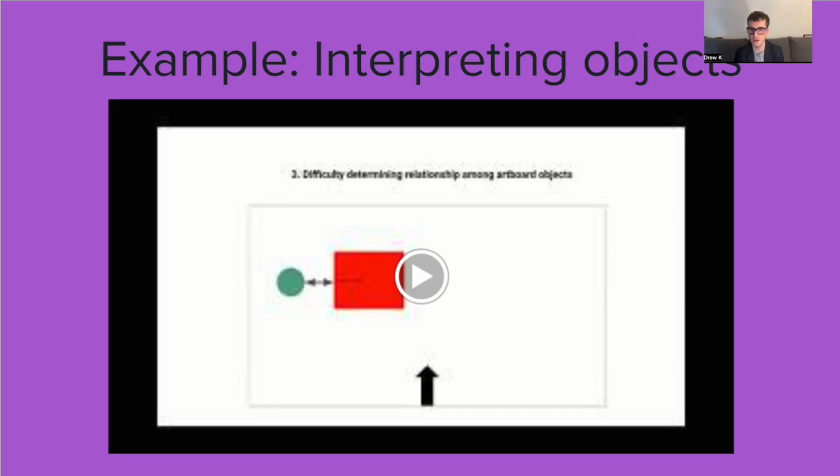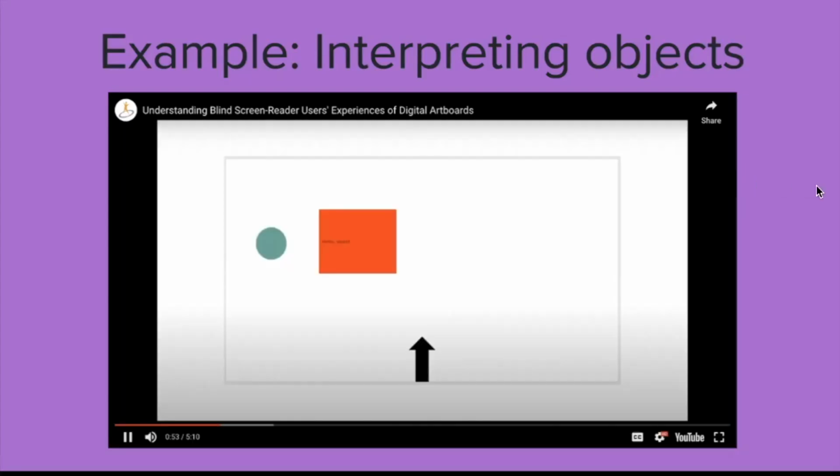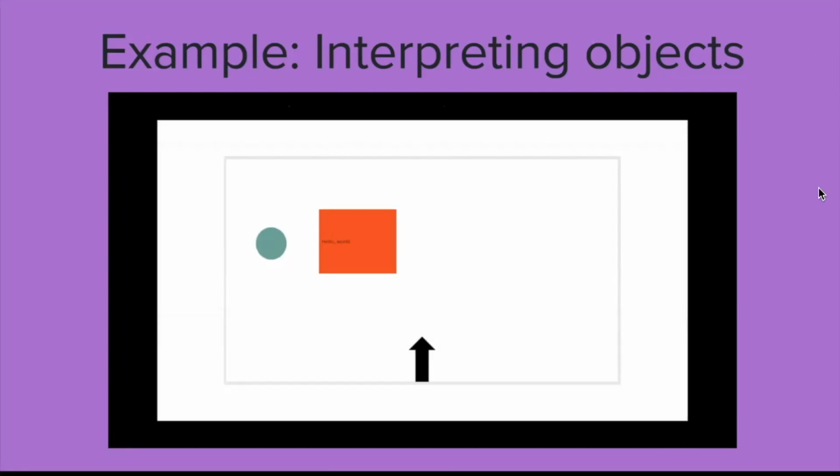In this video, the artboard used for identifying success of interpreting objects is described by a screen reader. Note how much information is given about each element and imagine how hard it would be to keep track of this information mentally. To illustrate this, the following is a screen reader describing objects on an artboard in Microsoft PowerPoint.